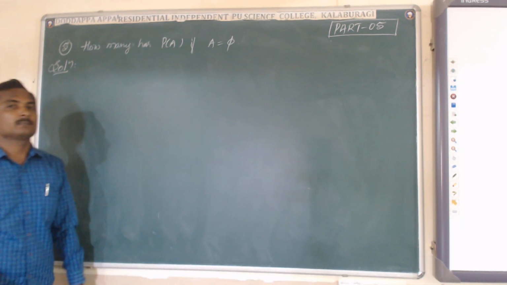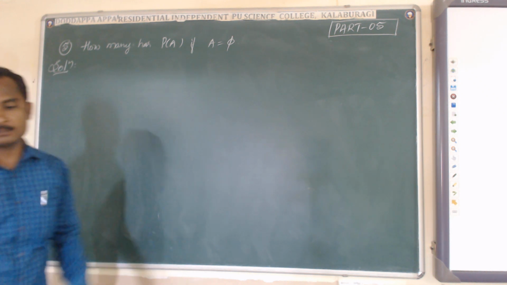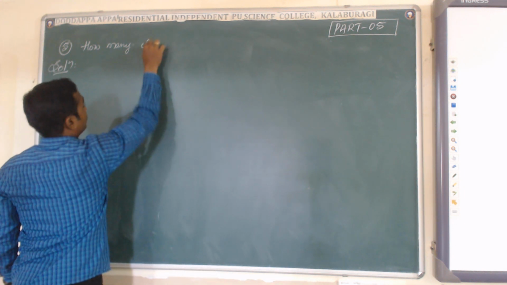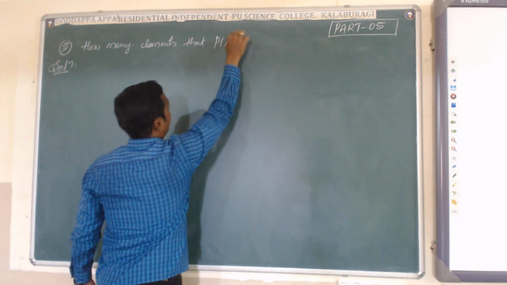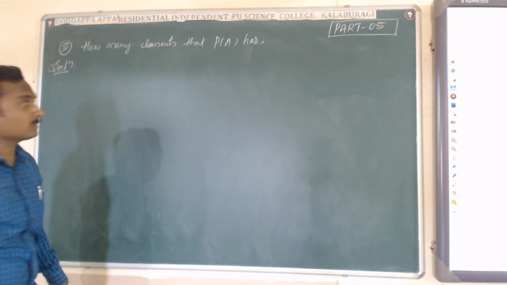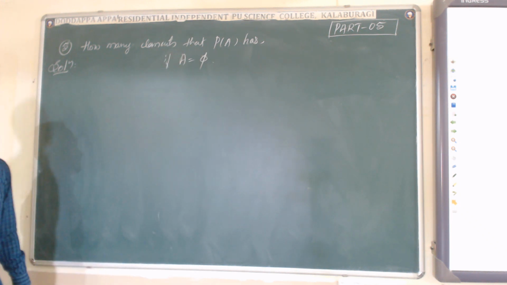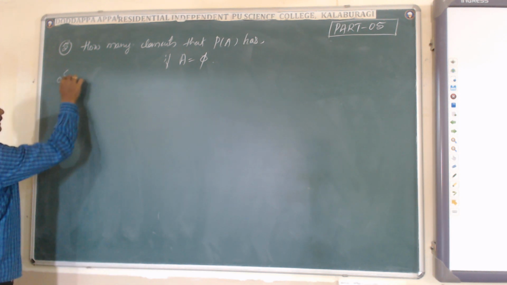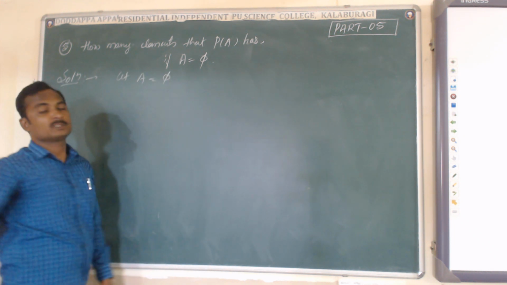Okay students, the fifth question is, how many elements does P of A contain if the set A is a null set? Okay, so let us solve this. So what is given to us? Given to us is, let A equals the null set.